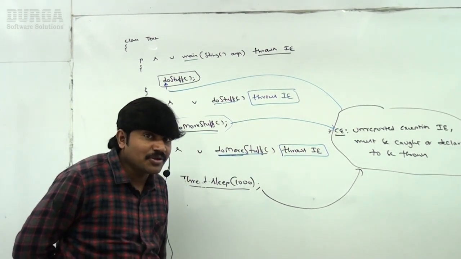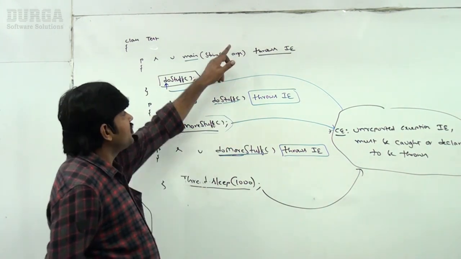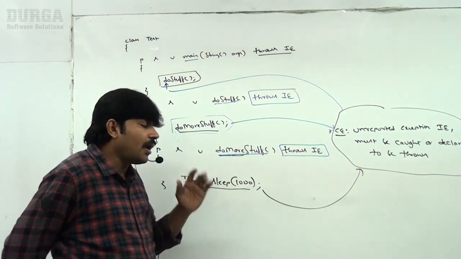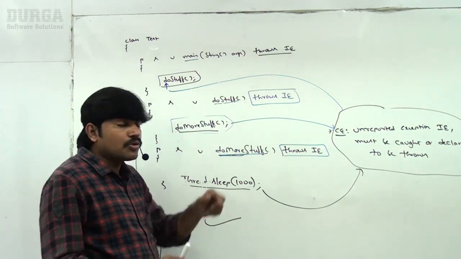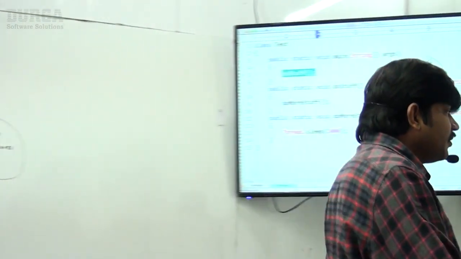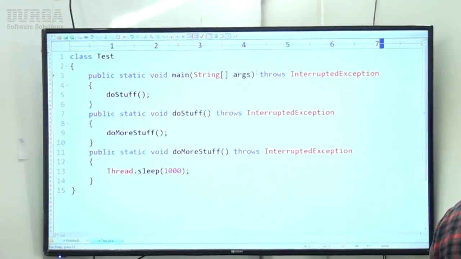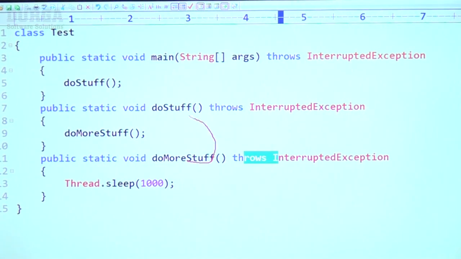Who is responsible to handle? Main method. Who is the caller of the main method? JVM. So JVM is responsible to handle. Now, compiler, if JVM can handle, what can I do? Happily the code is going to be compiled. Are you getting? Now if the main method keeps throws IE, then the problem will be solved. Observe that here I'm taking throws InterruptedException. Okay, so do more stuff delegated responsibility to do stuff, delegated responsibility to main, delegated responsibility to the JVM.